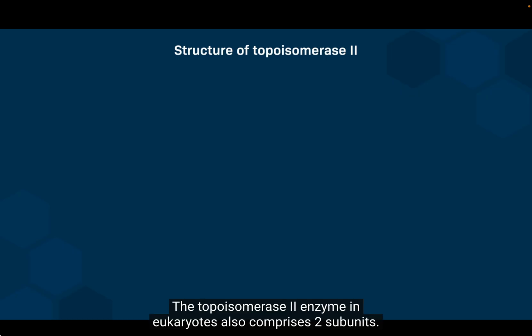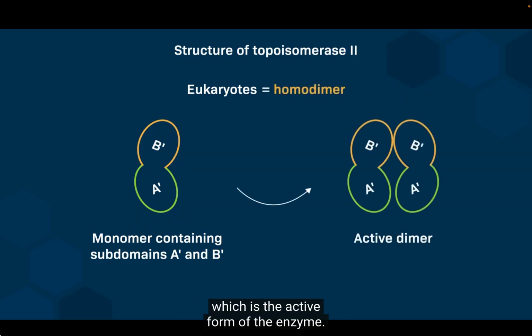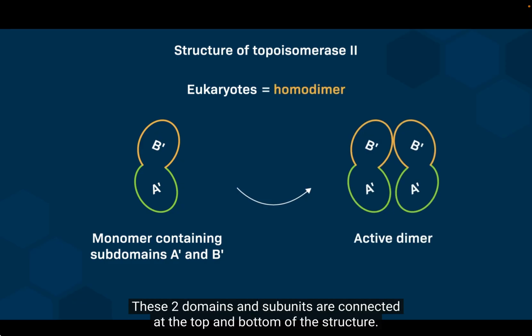The topoisomerase II enzyme in eukaryotes also comprises two subunits. Each subunit is composed of two domains, which are analogous to the A and B subunits in prokaryotes. When combined, these subunits form a homodimer, which is the active form of the enzyme. These two domains and subunits are connected at the top and bottom of the structure.